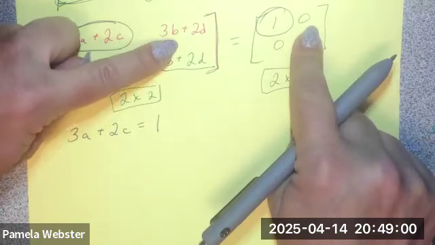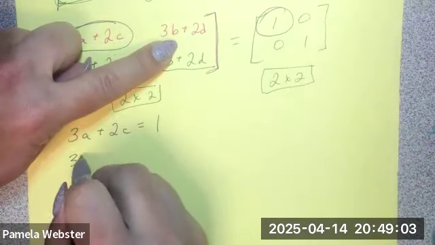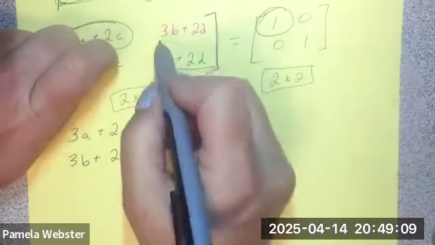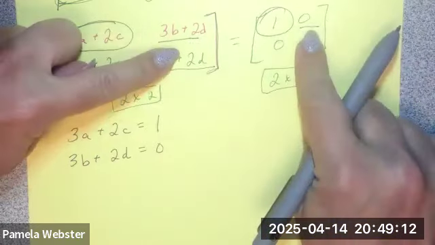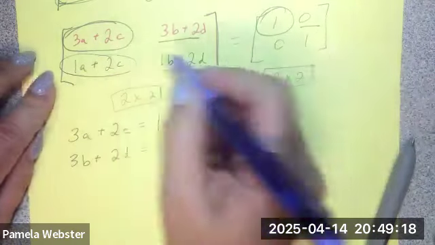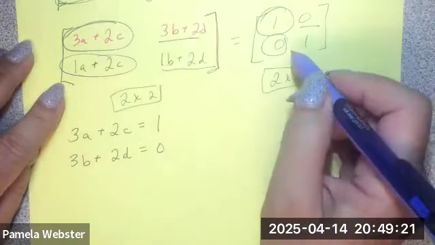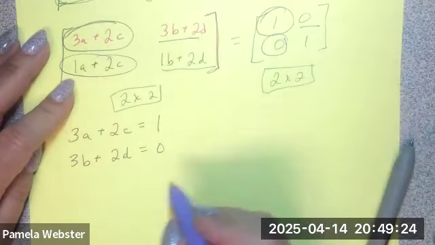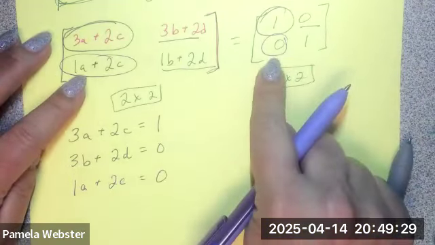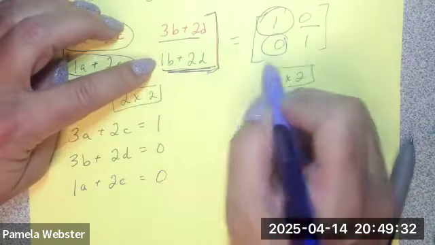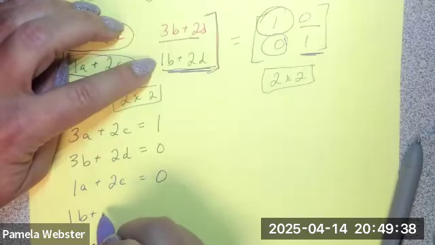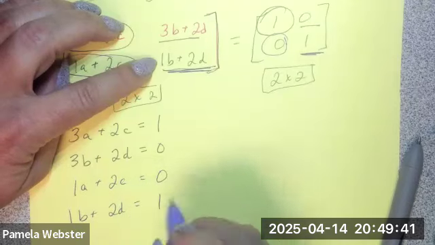First row, second column. Let's get that guy together. 3b plus 2d equals 0. Does everybody see it? That guy equals 0. I got an equation out of that. The second row, second row, first column. Okay, I've got a 1a plus 2c equals 0. Those are equal. And then last but not least, I've got this guy has to be equal to that guy, right? So second row, second column. 1b plus 2d equals 1.